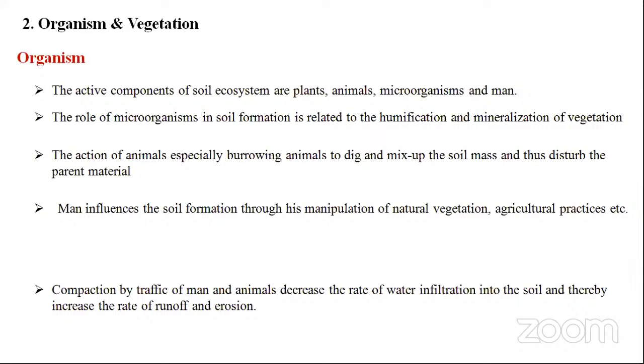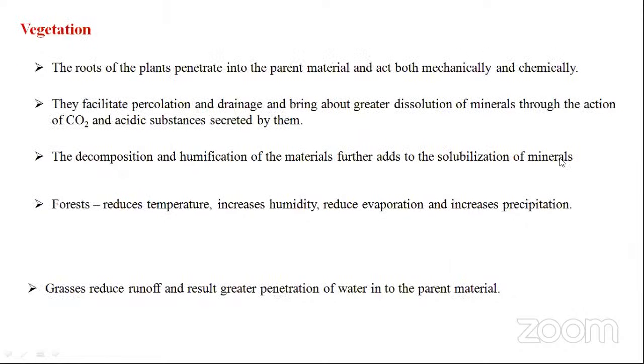Also, the traffic of man and animals decreases the rate of water infiltration into the soil. When human beings dig the soils a lot, runoff increases and erosion will be more. So like this, human beings also contribute something to soil formation and vegetation, students. Yes, this is what I mentioned: roots respire, and they release some carbon dioxide that joins with the water. Carbonic acid is produced, and that affects the clay minerals and releases some soluble minerals.